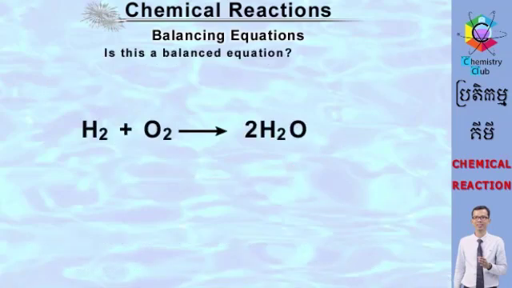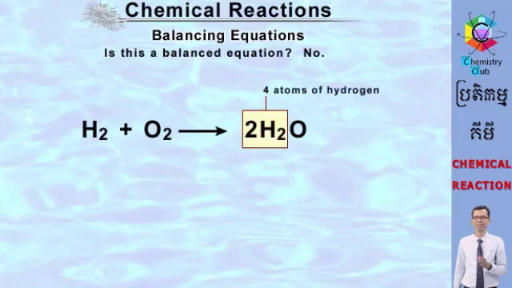Take another look at the equation from the last scene. Does this represent a balanced equation? There are 2 atoms of hydrogen in each water molecule, and there are 2 water molecules, so there are 4 hydrogen atoms on the right side. Since there are only 2 atoms of hydrogen on the left side, the equation is not yet balanced.